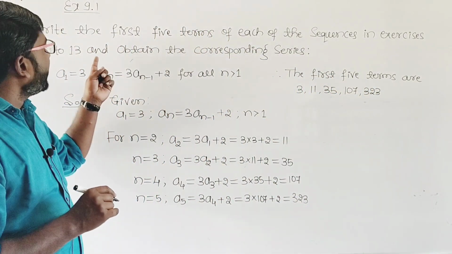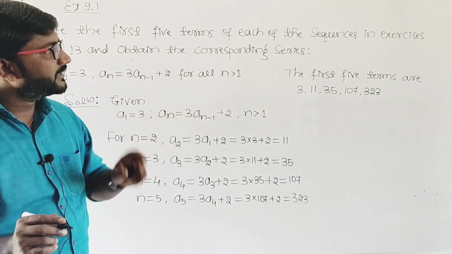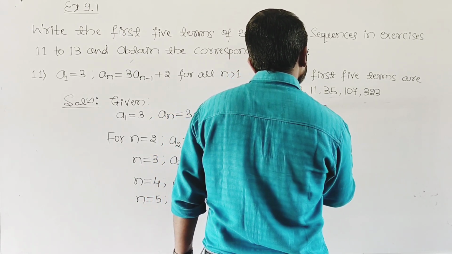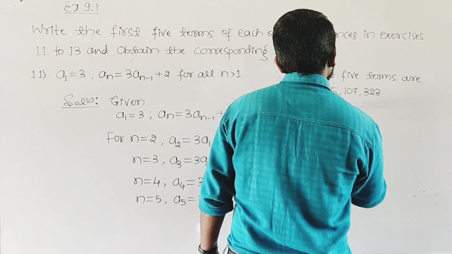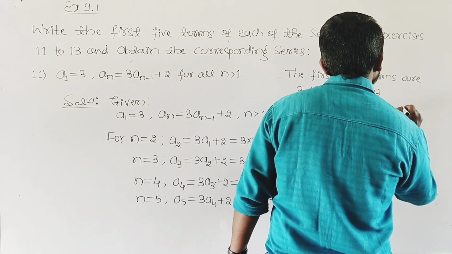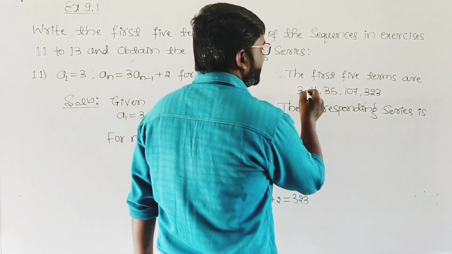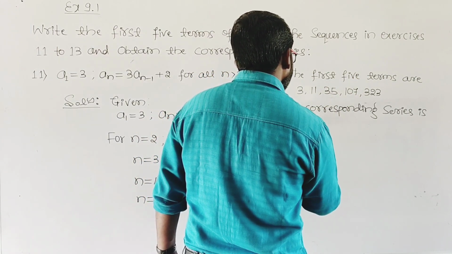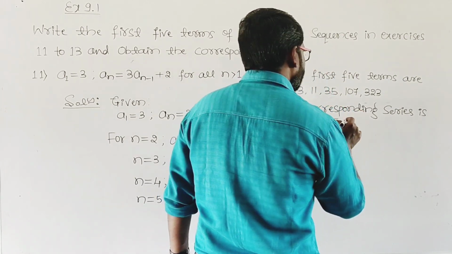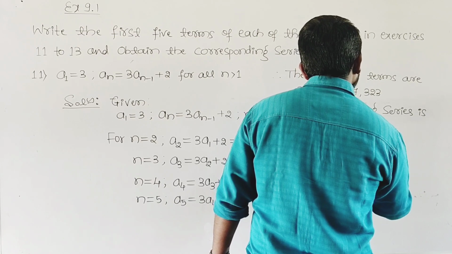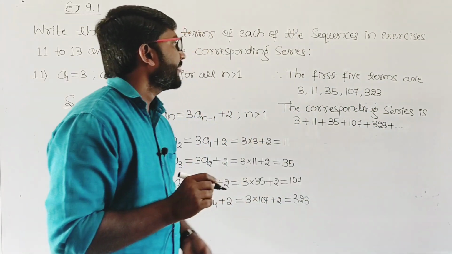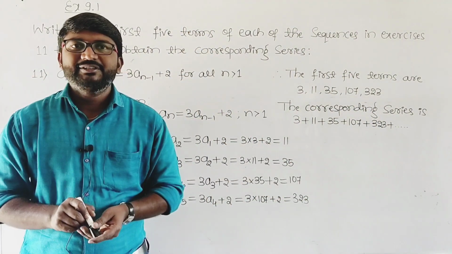And then see here, and obtain the corresponding series. We have to write the corresponding series for this. So here the corresponding series is, we have to write the plus sign. It is 3 plus 11 plus 35 plus 107 plus 323 plus so on. So this is the required series. So this is all about the 11th problem.